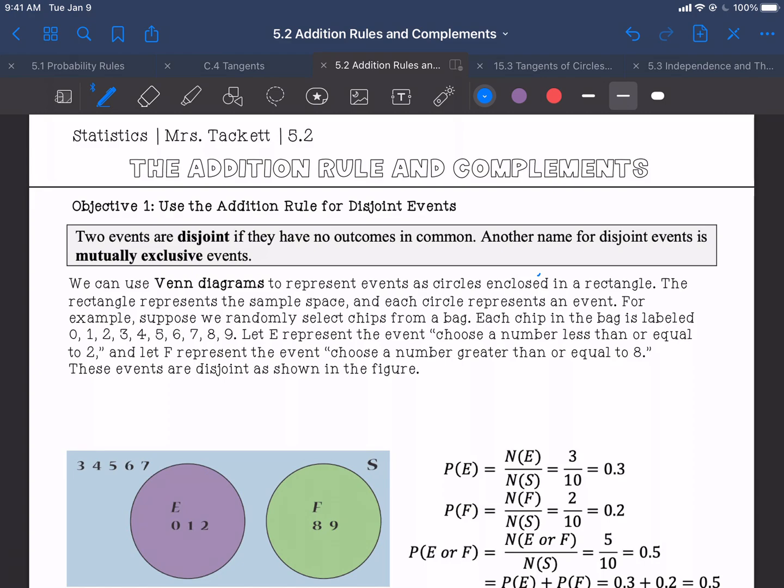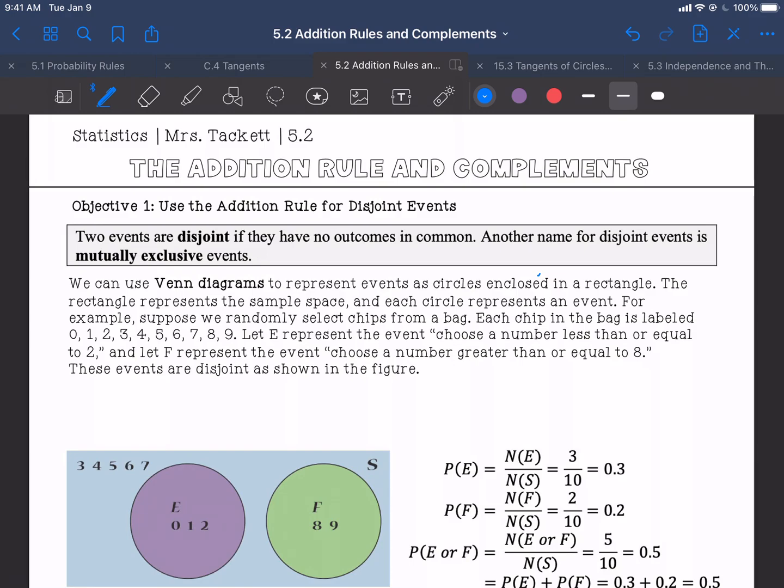In this lesson, we are going to talk about the addition rule and complements for probability. So first here, two events are considered disjoint if they have no outcomes in common. And another name that we use for disjoint is mutually exclusive.